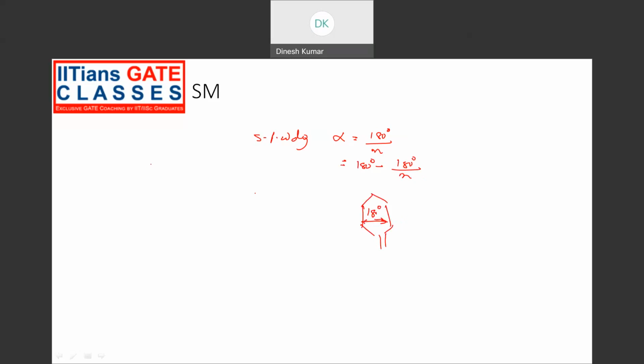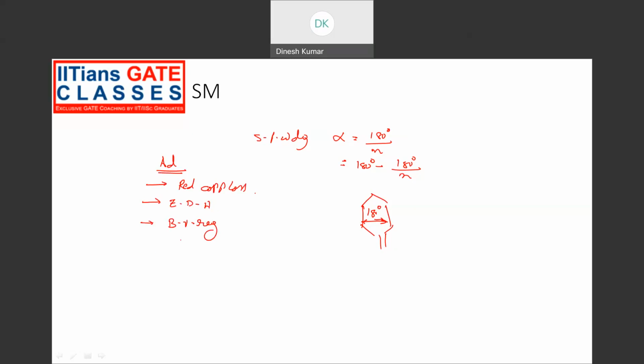So what are the advantages of this short pitched winding? First, as the distance decreases, the copper requirement decreases, so it results in reduced copper losses. And it is used to eliminate dominant harmonics. Also, better voltage regulation.